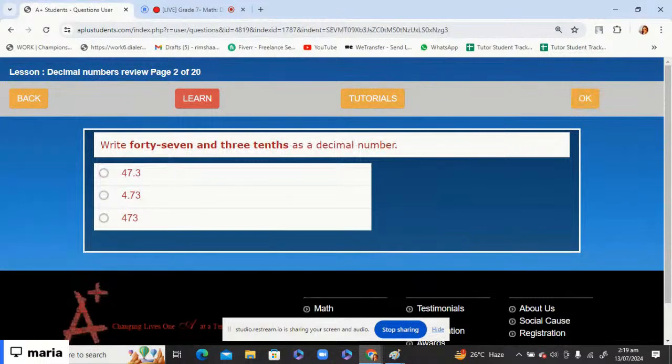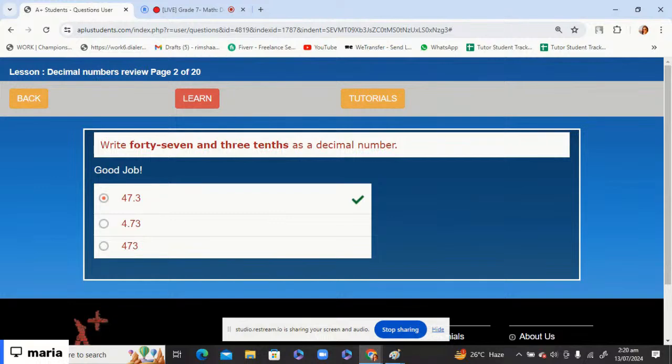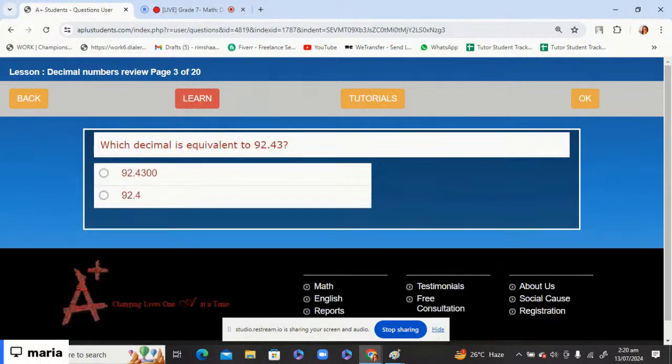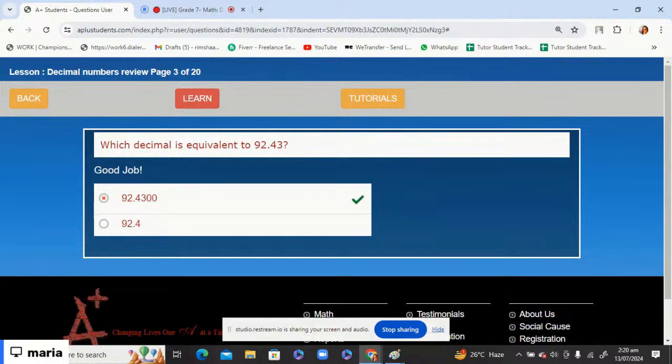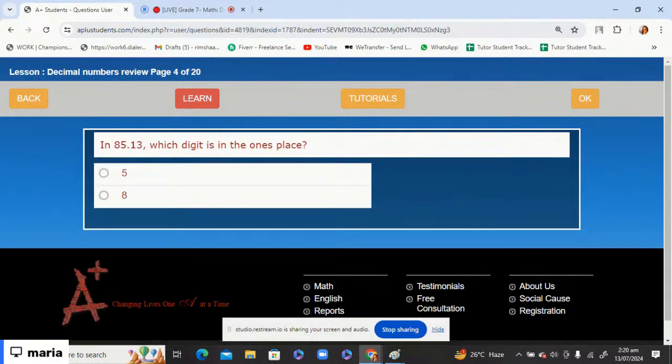Write 47 and 3 tenths as a decimal. 47 is before the decimal, and tenths after the decimal. So 47.3 is your answer. Which decimal is equivalent to 92.43? Equivalent decimals basically have the same numbers. So 92.430 is the equivalent, because these four numbers are the same and here are some zeros, which are not important. So this is basically the meaning of equivalent decimals.